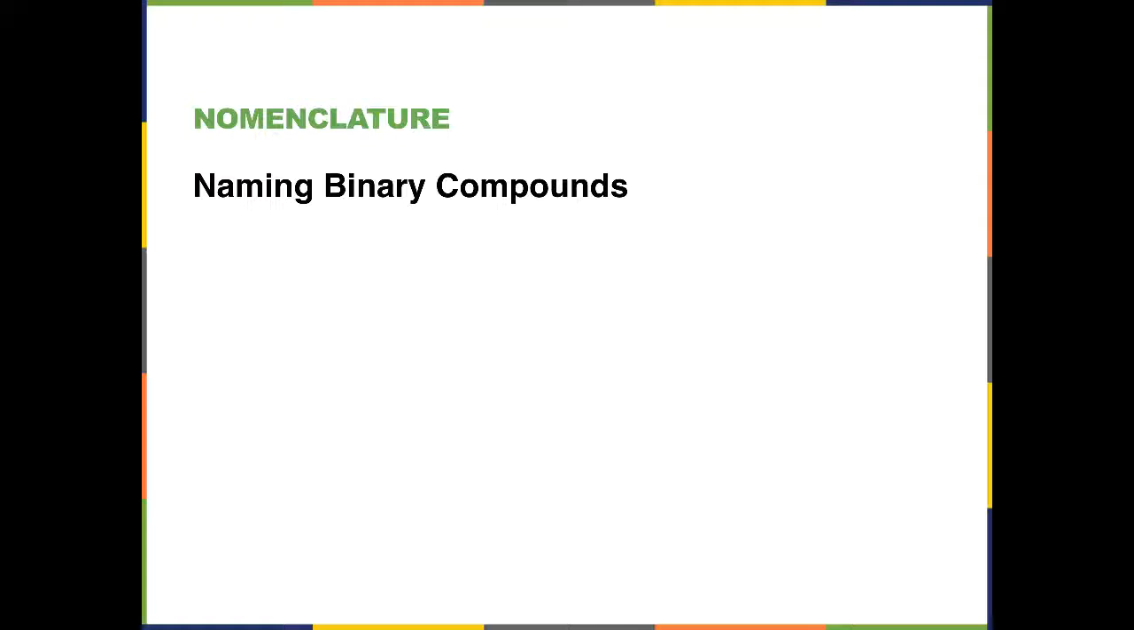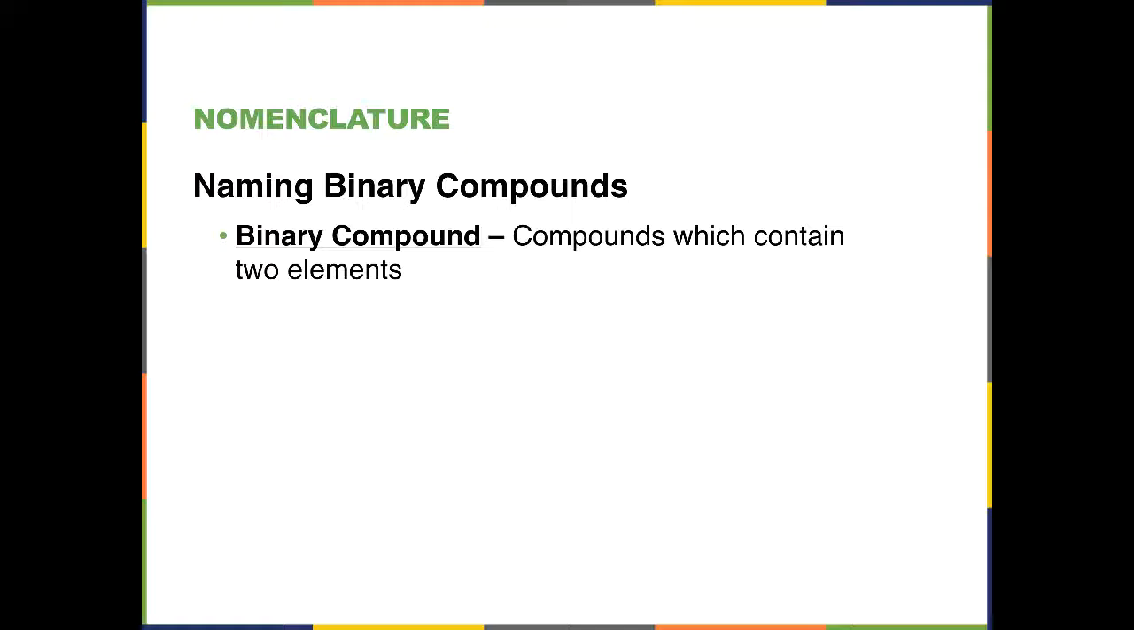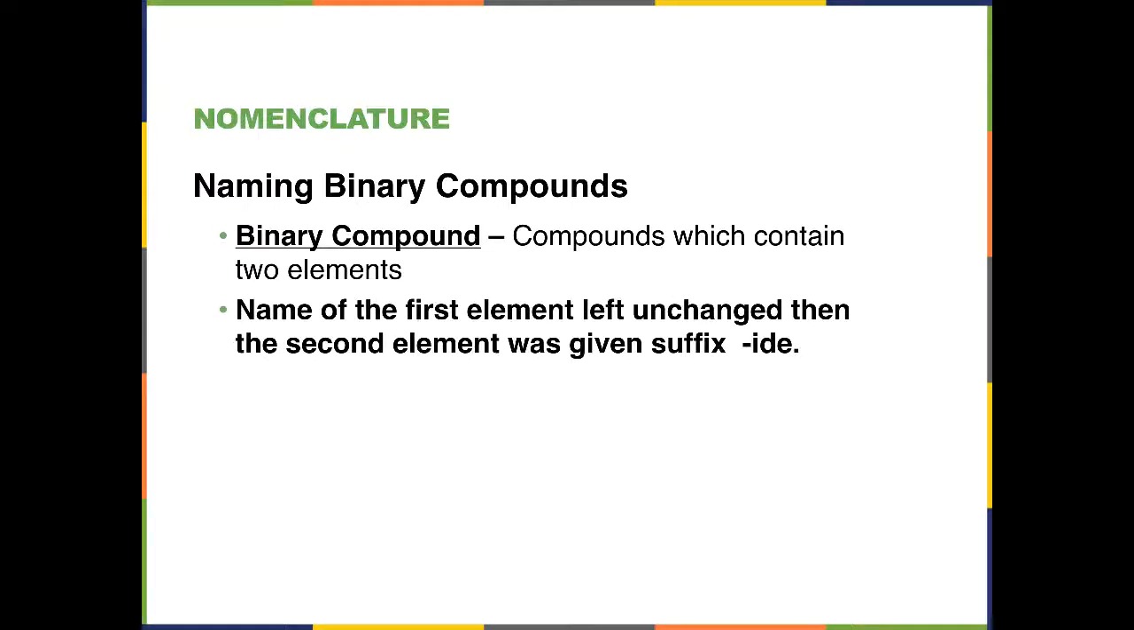Naming binary compounds is actually quite simple. Binary compounds are compounds that contain 2 elements. The name of the first element is left unchanged. The name of the second element gets the suffix -ide. We've talked about this already. So sulfur dioxide is SO2.